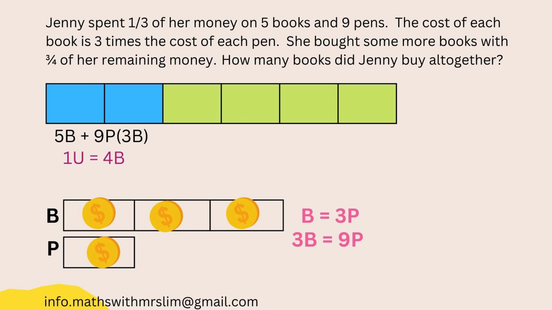Then 1 unit can buy 4 books. We can also label these 3 units. How many books did Jenny buy altogether? 4 multiplied by 3 plus 5. The answer is 17.